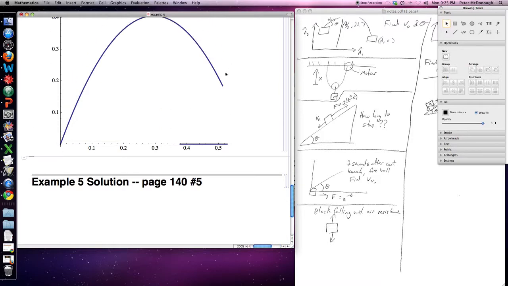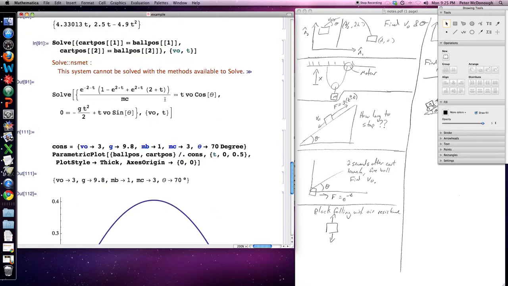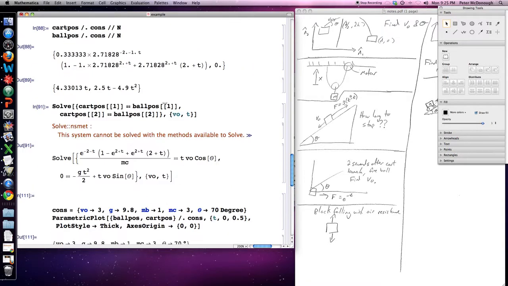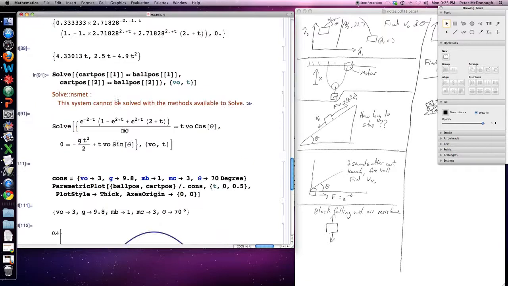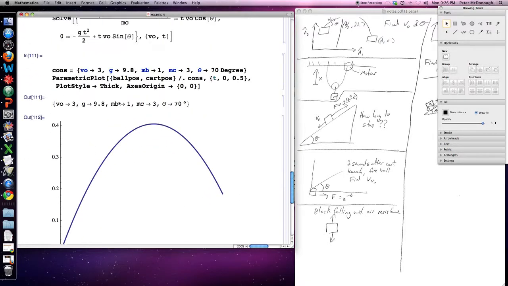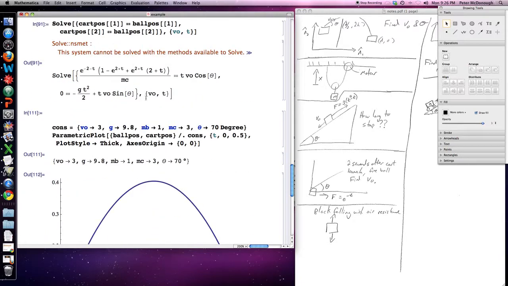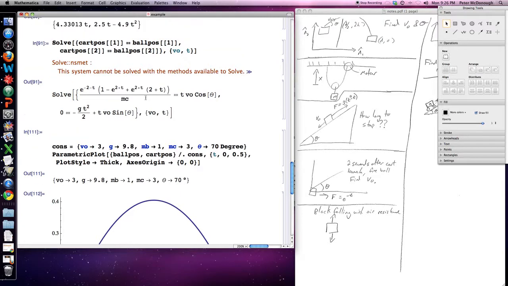Alright, so these things need to have the same x position. So how am I going to solve this? We've got our cart position. I've got 2 position functions with respect to time, and I need to evaluate them, figure out when I can force them to be at the same location.